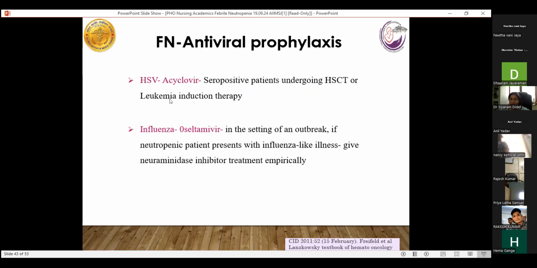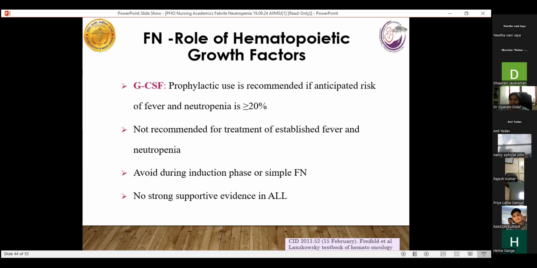In antiviral prophylaxis, it is mainly done for HSV with acyclovir, or for influenza, oseltamivir can be started in case there is a setting of an outbreak in neutropenic patients who present with influenza-like illness. So, role of hematopoietic growth factors. GCSF is not routinely recommended after establishment of fever and neutropenia, and it should be avoided during induction phase or simple febrile neutropenia, as there is no strong supportive evidence in ALL patients.